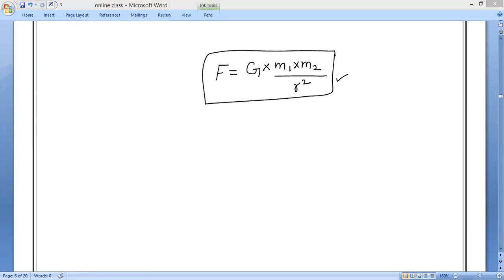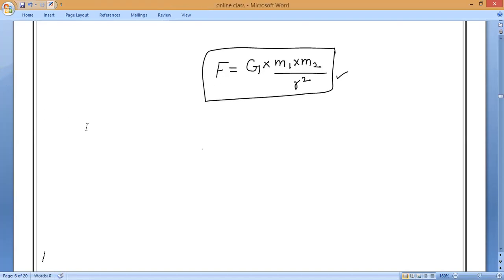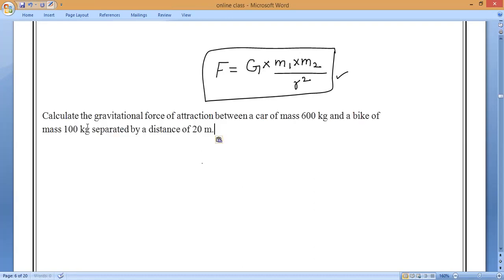Calculate the gravitational force of attraction. This is the question. All of you write the question. Calculate the gravitational force of attraction between a car of mass 600 kg and a bike of mass 100 kg separated by a distance of 20 meters. Separated by a distance of how much, guys? 20 meters.